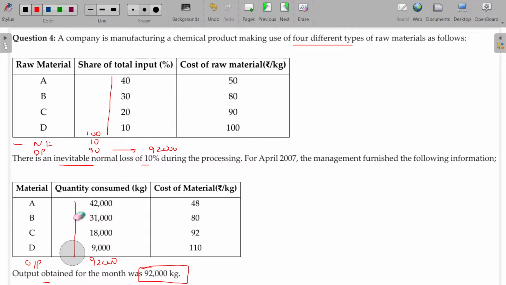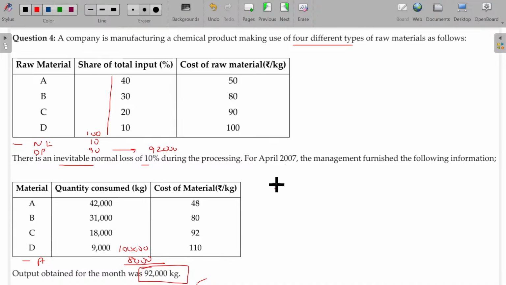Okay. What about the loss here? Actual loss being, come on, tell me what is the total? 42, 31, 18, 9, 40, 80, 1 lakh. Am I right? 1 lakh. Actual loss 8,000, so that output being 92,000.